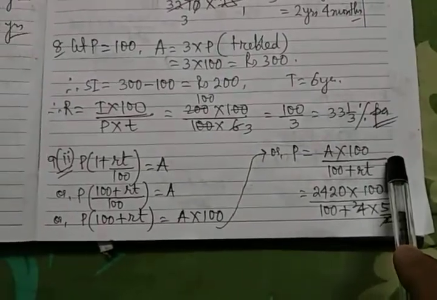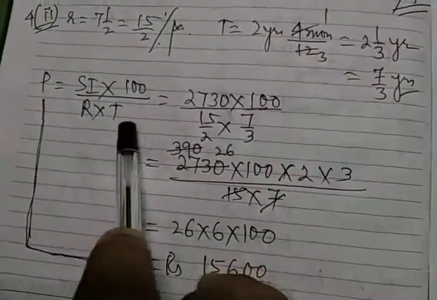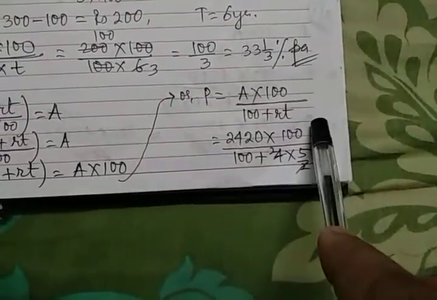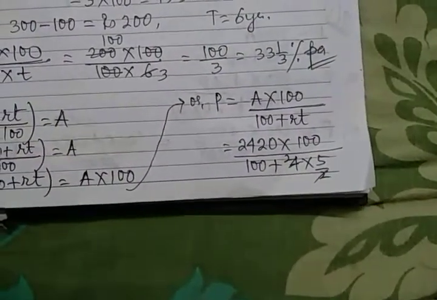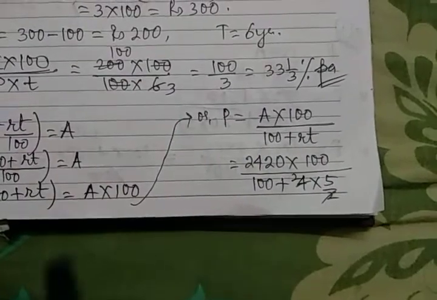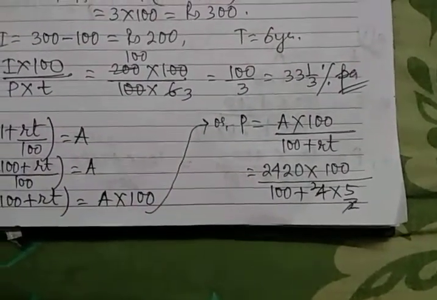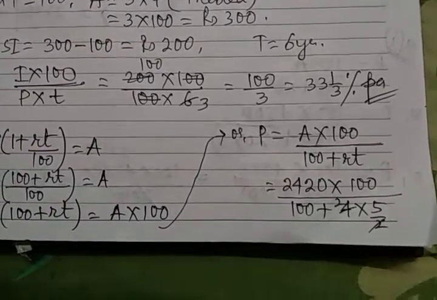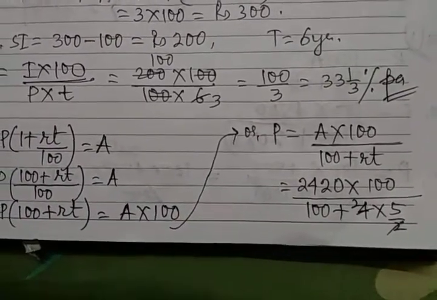Amount into 100. And there it was only R into T. Here, along with RT, you are having 100 added to it. So 100 plus RT. So that way, if you try to recall, principal from the interest is interest into 100 by RT. And from the amount, it will be amount into 100 divided by 100 plus RT.